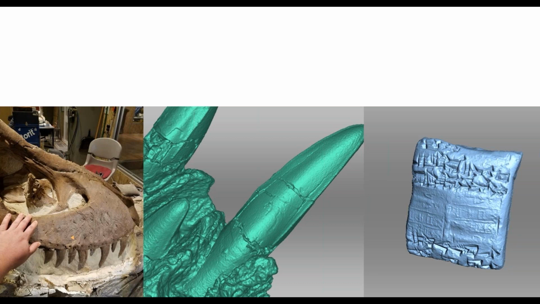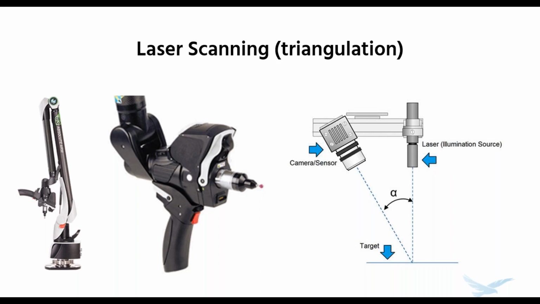Then the second general type of scanners you see are laser scanners that use triangulation. So this is where we place a camera and a laser separated from each other at an angle so that they point down at a central focal point and form a triangle like you see here.